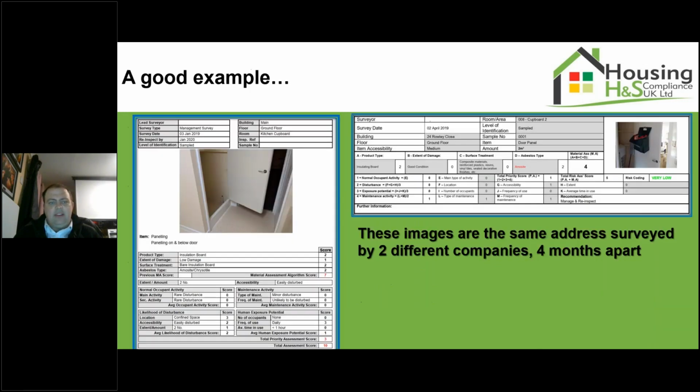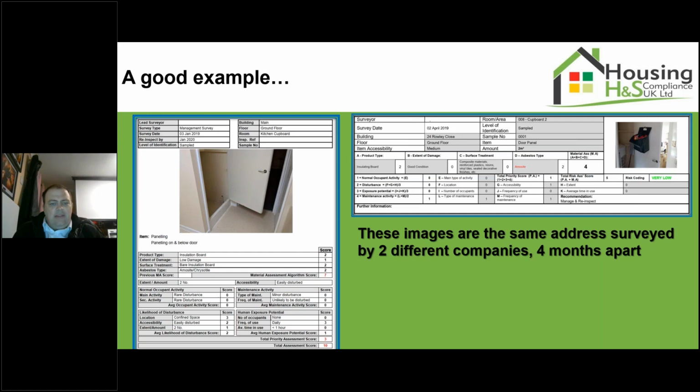And I've got an example on the next slide here. These are examples from 2 separate surveying companies, of the same building, of the same item. The survey on the left was completed in January 2019, and the extract on the right was completed in April 2019. And it really is the epitome of what I'm talking about with asbestos surveyors, and the lack of consistency that you do sometimes see within them.